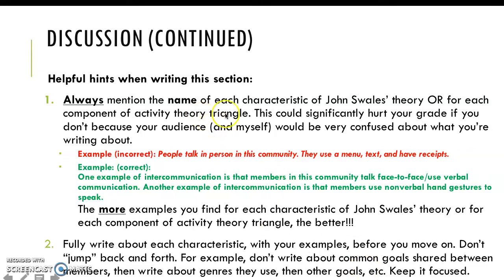For example, if you chose John Swales, don't write about common goals shared between members, then write about genres they use, then jump back to other goals. Once you fully talk about the one characteristic, move on to the next one. Keep it focused. That's a major part of the rubric, meaning clarity and organization.